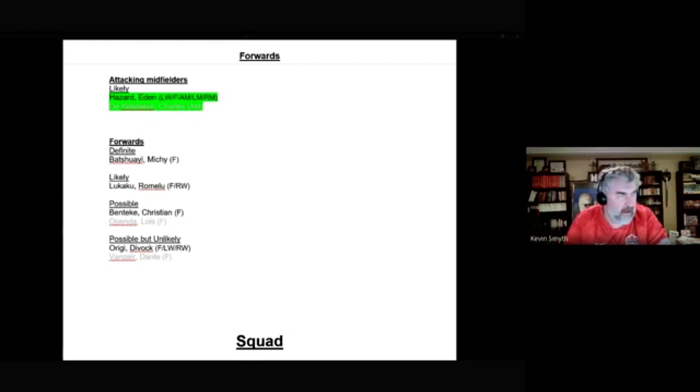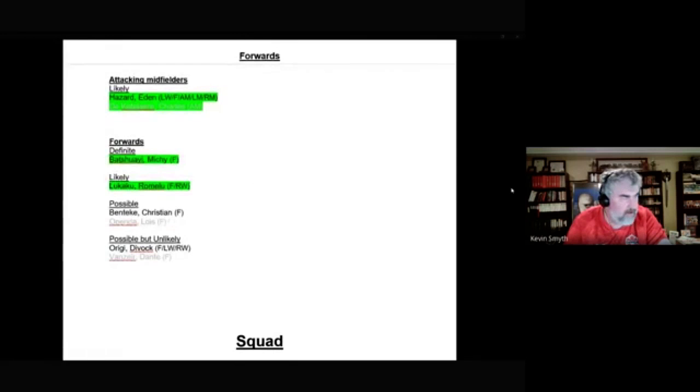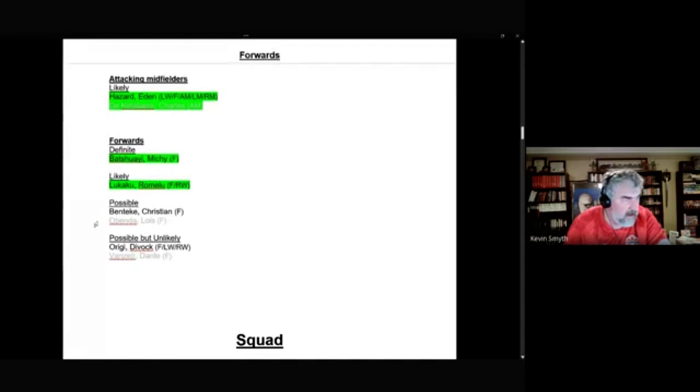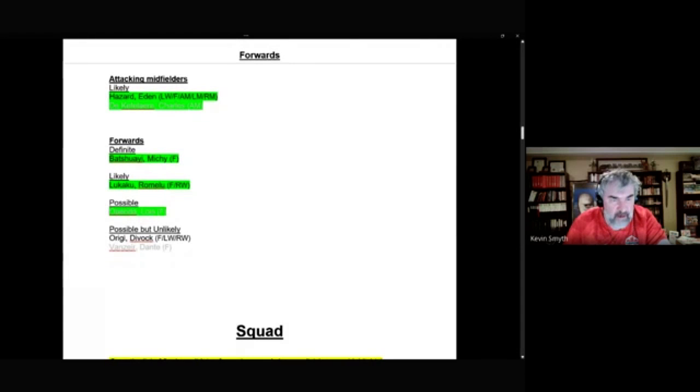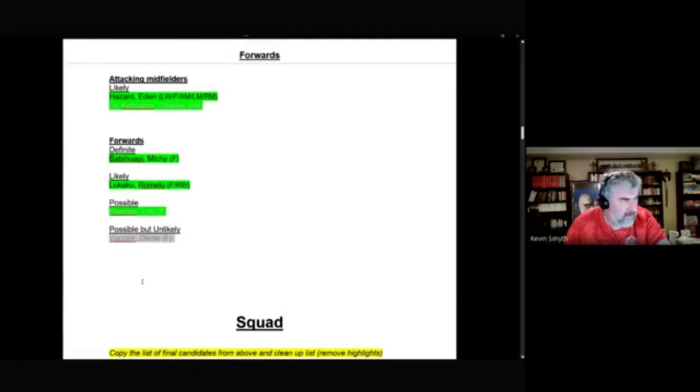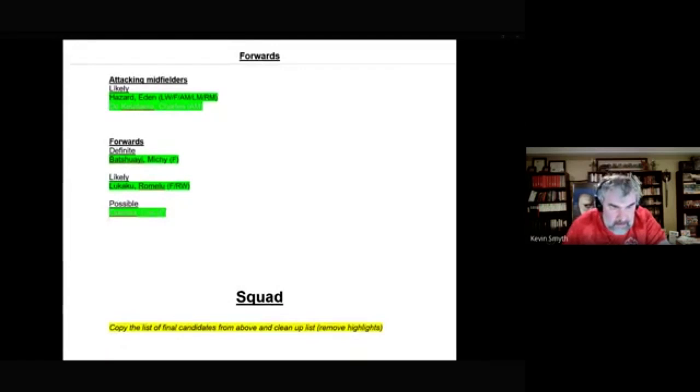And among those candidates, Michy Batshuayi was selected. Romelu Lukaku was selected, but there is a note on him. And then Lois Openda, the possible candidate, was selected, but not Christian Benteke. He made the preliminary squad, but not the final squad, as did Divock Origi, but he didn't make the final cut. And Dante Van Zeer didn't even make the preliminary squad, so we'll remove him from the list here.